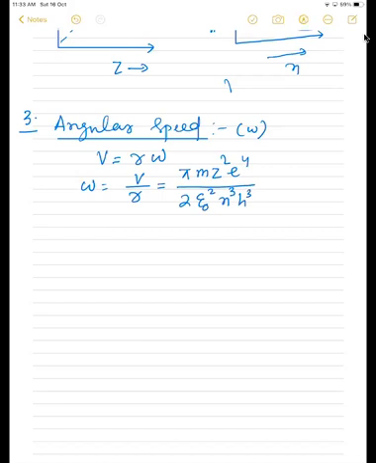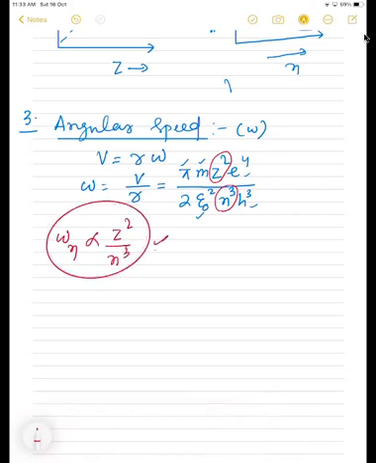Taking all the fixed parameters: pi is constant, mass m is constant, epsilon naught is constant, charge of electron is constant, Planck's constant is constant. So you see two variable things here: Z square and n to the power 3. So directly you can write the dependency: omega at any orbit is proportional to Z square by n cube. You have to remember this for the questions that used to come in JEE and NEET.